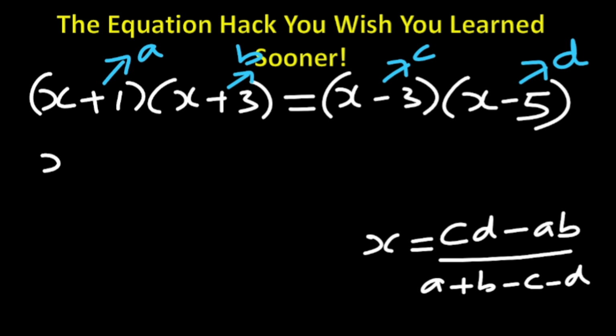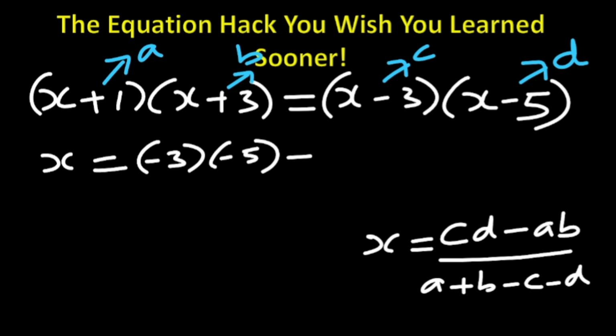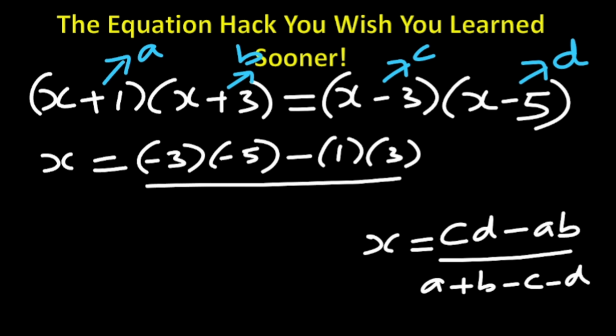So we are solving for x. You see CD, right? C is negative 3 times D. You see D as negative 5, so negative 3 times negative 5 minus AB. You see A as 1 times B is 3, so 1 times 3, and this whole thing divided by A plus B, so A is 1 plus B is 3, then you have got minus C.